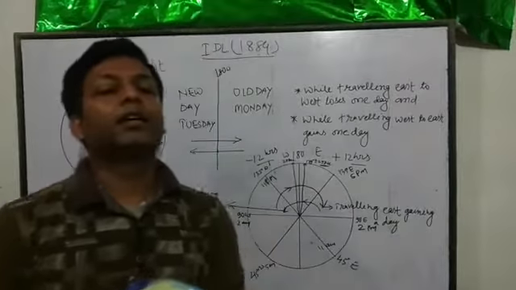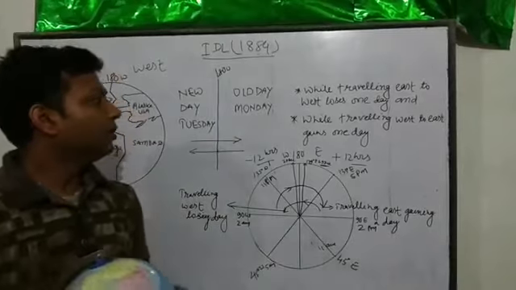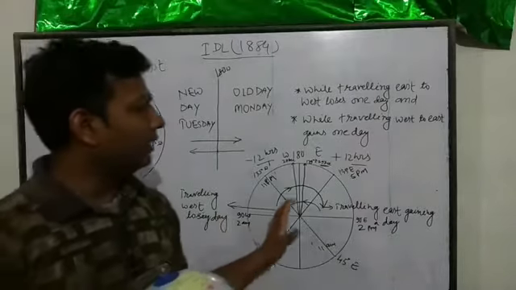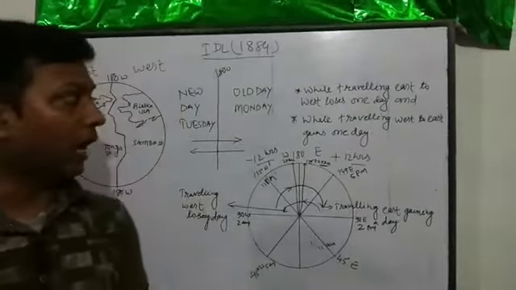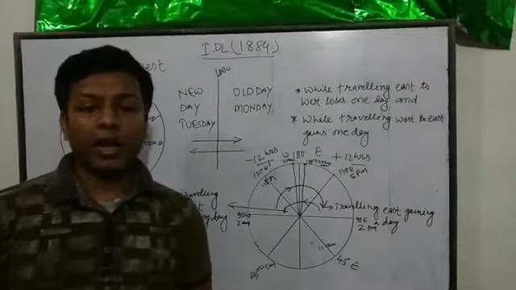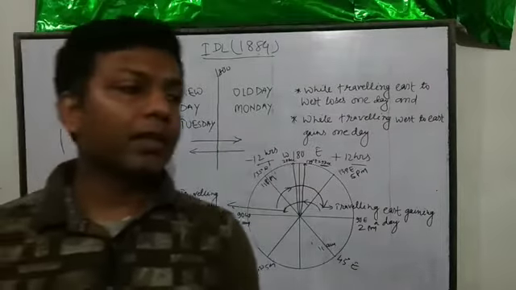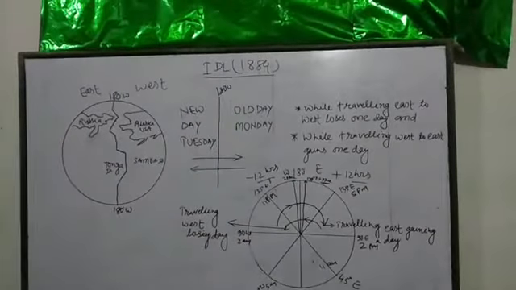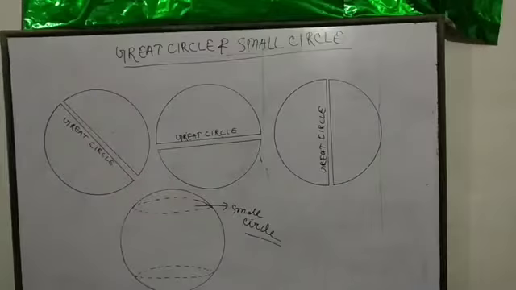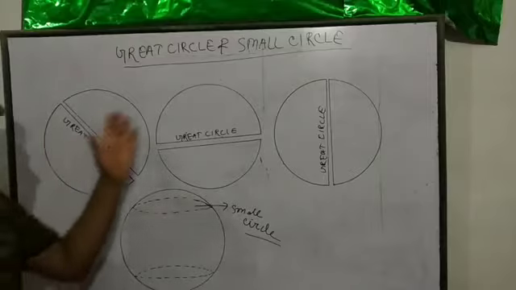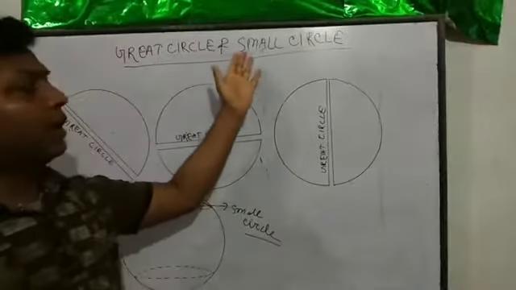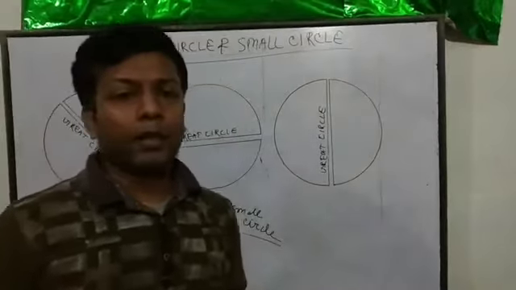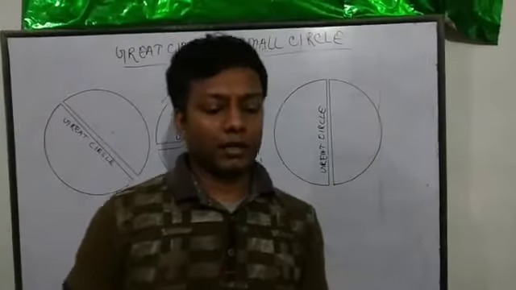I think you easily understand all the things about the time concept. Okay, so the next topic will be great circle and small circle. So this is a great circle and a small circle. We are going to discuss great circle and small circle.